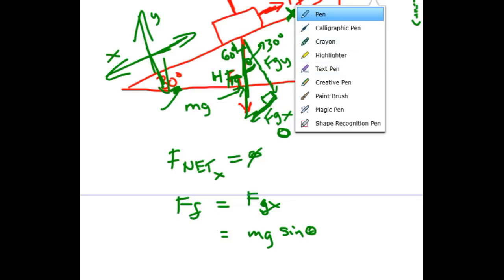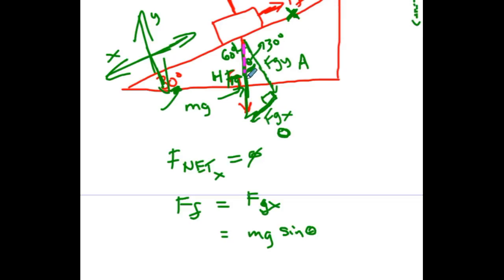Let's use a different color just to make this really clear. Let's use pink, fuchsia pink. There is a right angled triangle right here. This side over here is your hypotenuse. This side over here is your adjacent. This side is your opposite. So whenever you're looking for the Fg in the x direction, you're going to use sine. And whenever you're looking for the Fg in the adjacent direction, you'll be using cosine.